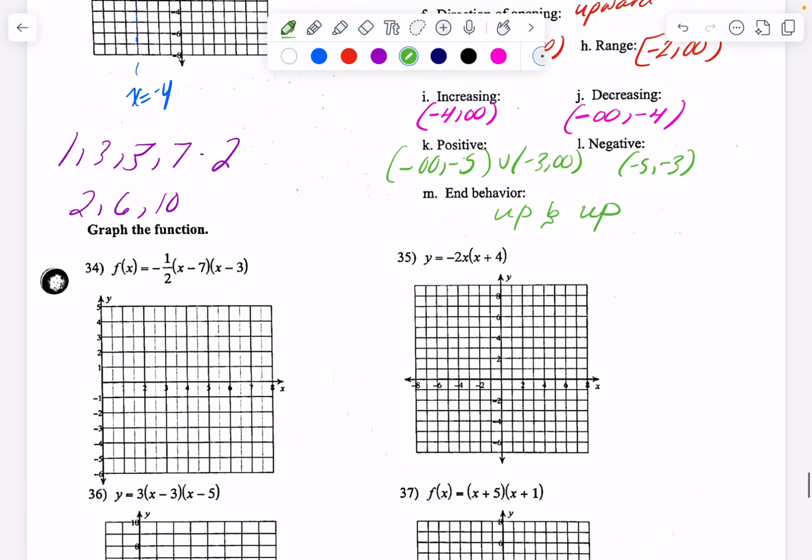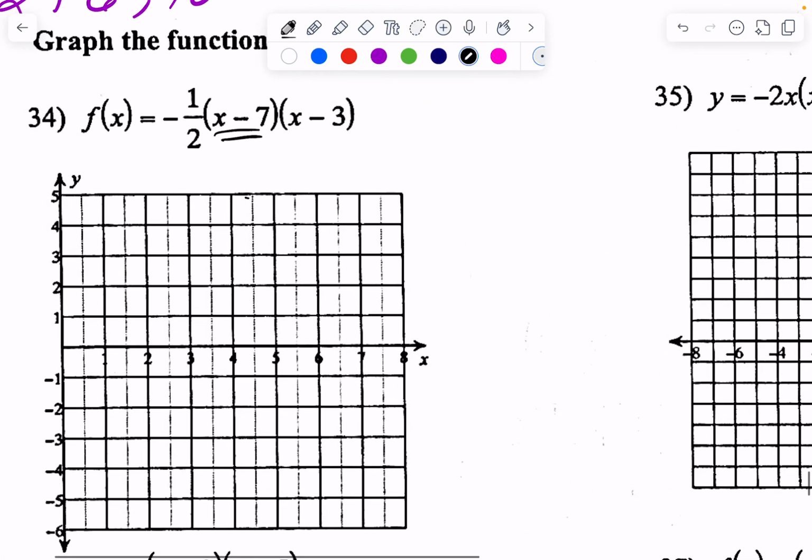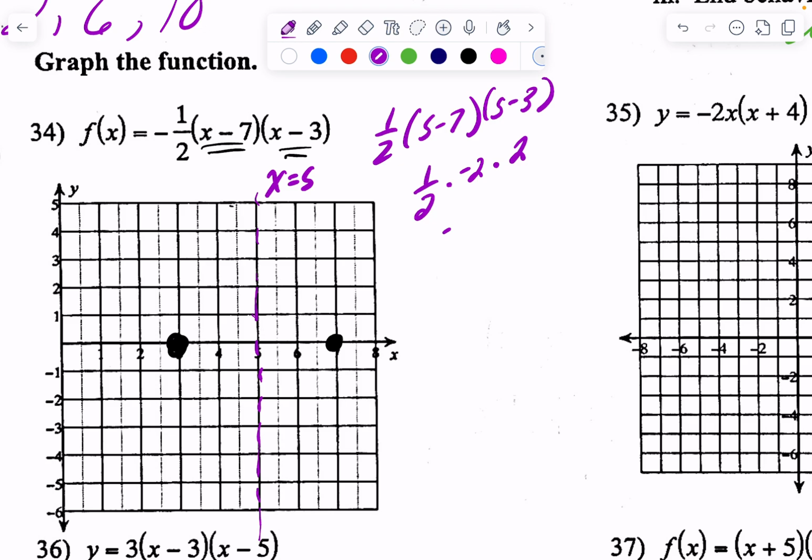Holy cow. Now, luckily, for the most part, this should go pretty quick, because now at least we don't have to answer all the questions about it. We can just graph it. So our x-intercepts are at +7 and +3. To graph this, we need the vertex, so we go halfway between, which would be at 5. We'll plug in 5: 1/2 times 5 minus 7 times 5 minus 3, which is 1/2 times -2 times 2, which is 1/2 times -4, which is -2. So 5, -2 is the vertex.